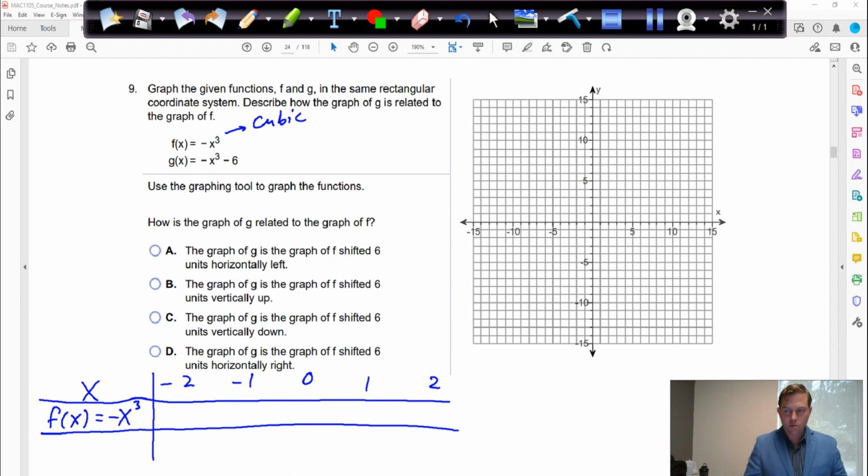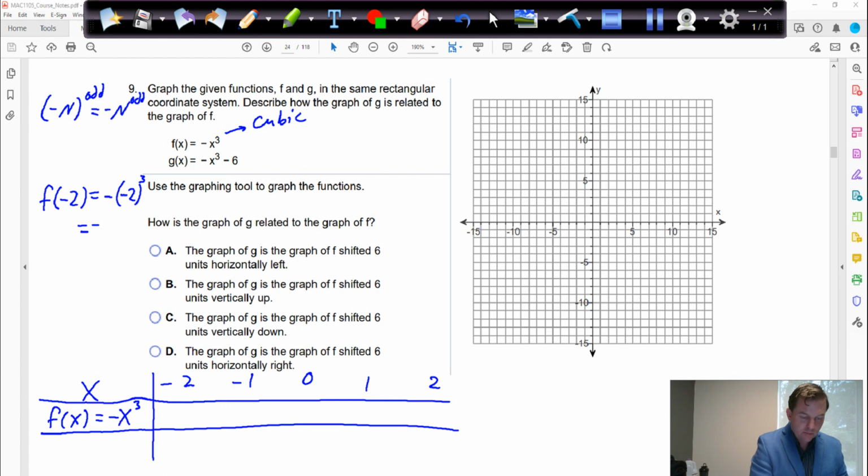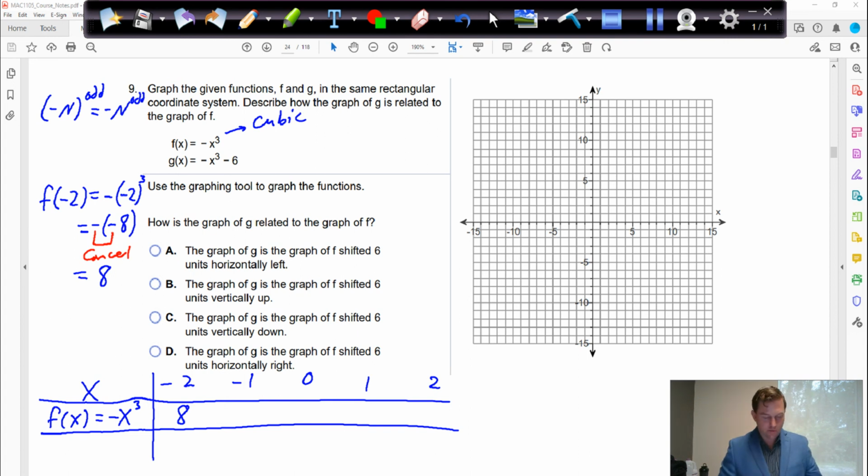Now, the first one I'm going to show you with all the steps, and then I'm going to shortcut it. Minus 2 in for x. What if x is minus 2? Well, we have a minus sign, and then we have x, which we're going to replace with minus 2, to the third. In the last one, if you have a negative number raised to an odd power, the minus sign will stick around. So minus 2 to the third is 2 times 2 times 2, which is 8, and that minus is going to stick around because it's an odd power. But because we have the minus out front, those are going to cancel, double negative, and the overall answer is going to be positive 8. So at minus 2, we have an ordered pair with y value of 8.